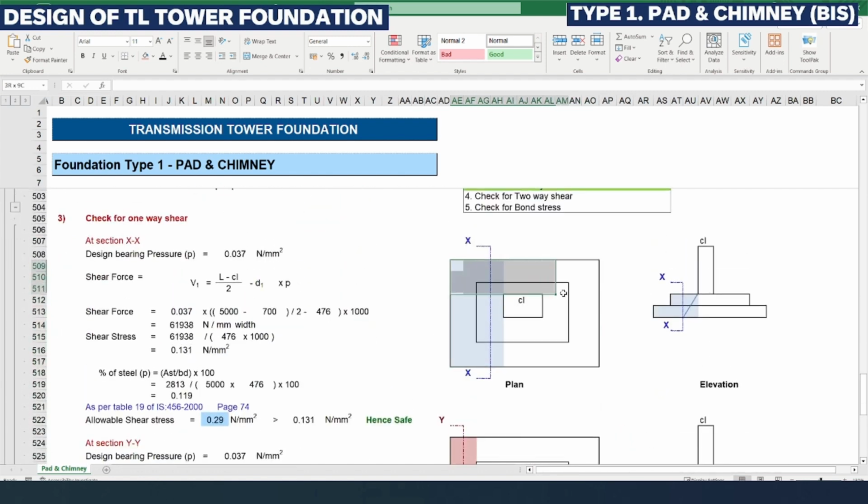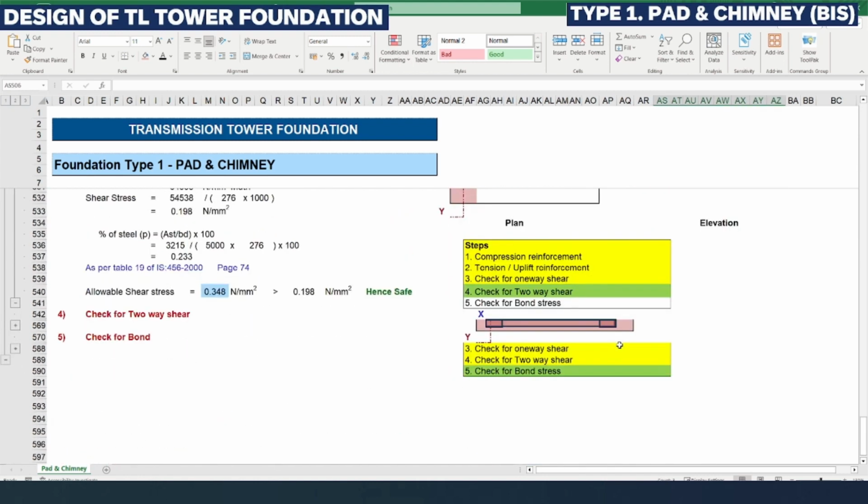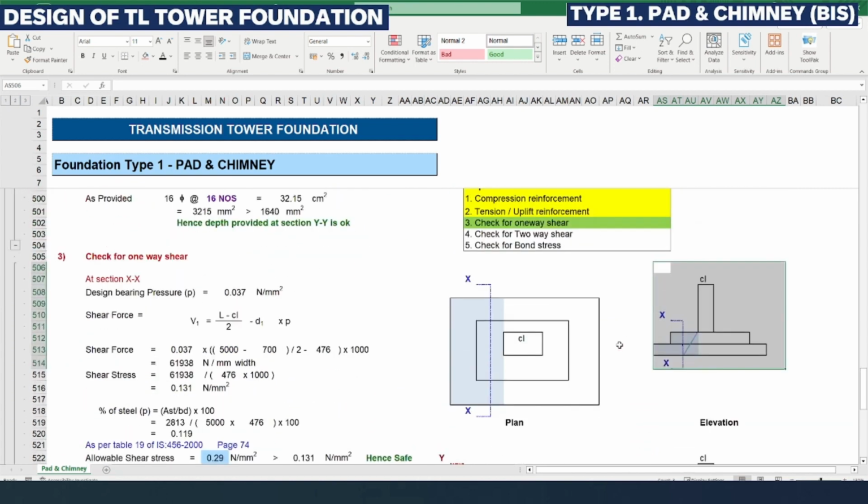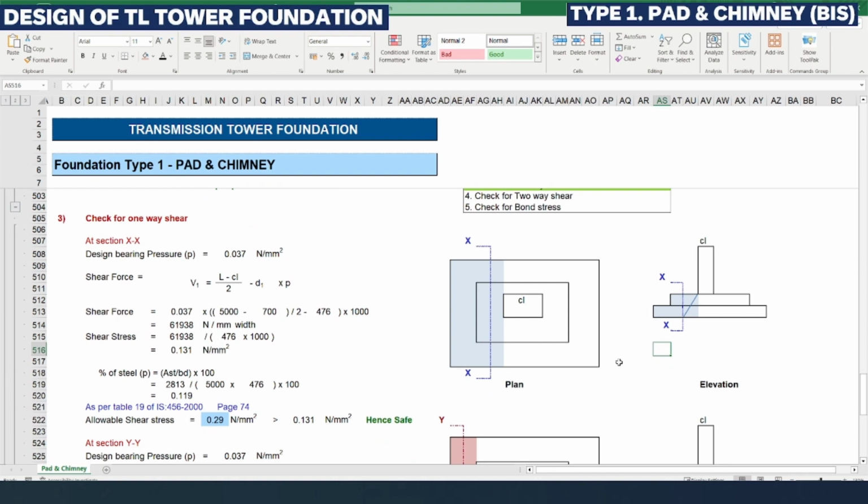These views are in plan. Coming to the elevations, this is the base slab, this is the drop slab, and this is the chimney. So these are the three parts included in various sections for both one-way and two-way shear. For explanation purposes, we have made a rough sketch. Coming to section XX, this XX refers to the thickness of the drop and the base slab.